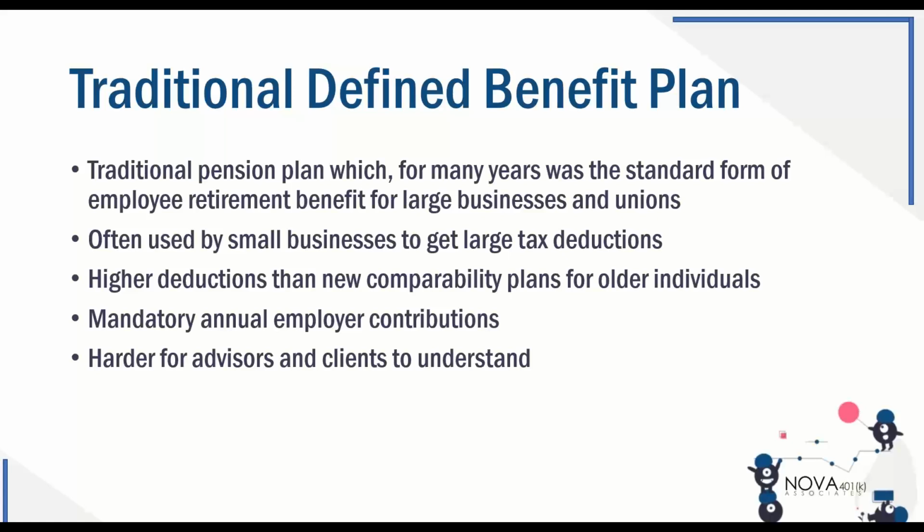I'm not going to spend a whole lot of time here. Traditional DB plans have been around forever, and the most important thing to know about them is that they have mandatory employer contributions. Your 401k, safe harbor, profit sharing plans, they do have some minimal required amounts, the safe harbor, for instance, but the profit sharing is variable and does not have to be made every year, especially for the owner. And you're going to hear this again. You're going to get tired of me saying there are mandatory contributions, and I have a reason why I do that.